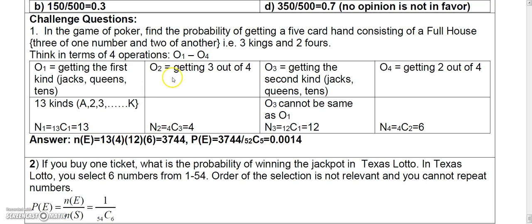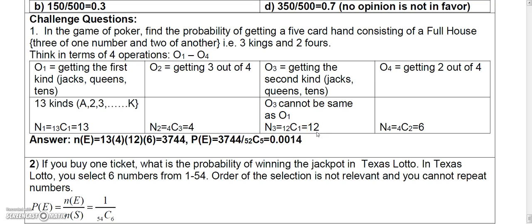And then the question is, how many ways can you get 3 out of 4 of each of those kinds? Well, there's 4 ways to get 3 aces out of 4 aces. There's 4 ways to get 3 2s out of 4 2s. There's 4 ways to get 3 3s out of 4 3s, and so forth. So for each kind, there's 4 ways that can happen. So there's 13 kinds that you can get 3 of, and there's 4 ways to get 3 of each of those kinds. Now, for the second kind, we'd have to make that 12, because whatever we got here, we can't get here.